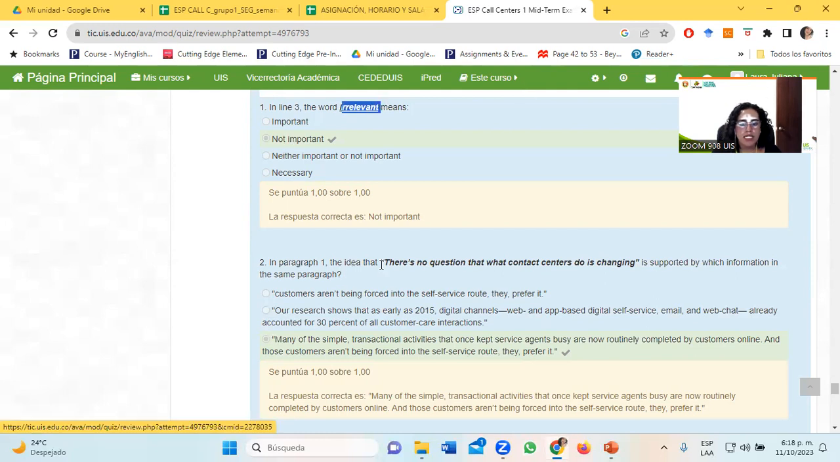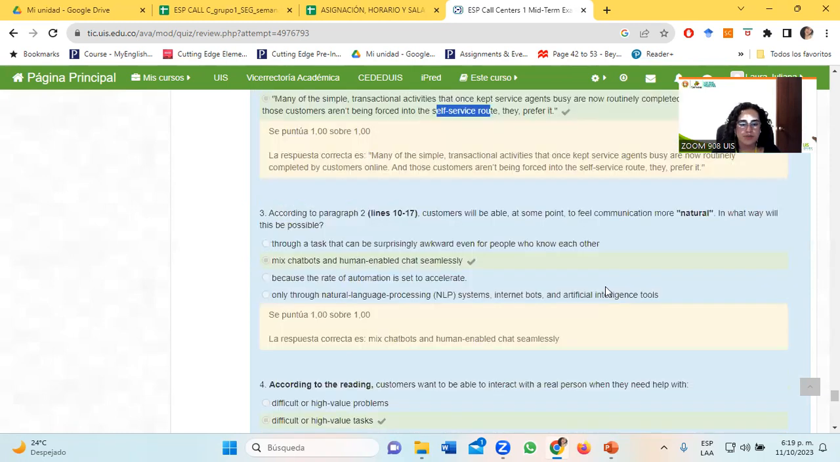In paragraph 1, the idea that there is no question that contact centers do is changing. This means many of the simple transactional activities that once kept service agents busy are now routinely completed by customers online. And those customers aren't being forced into the self-service route. They prefer it, okay? So they are changing. Now people prefer, in most cases, to use the self-service route.